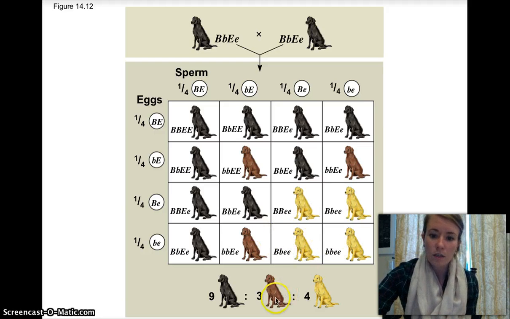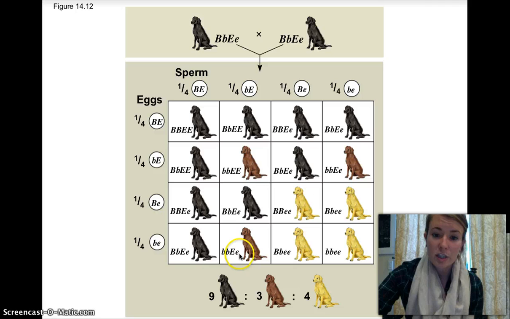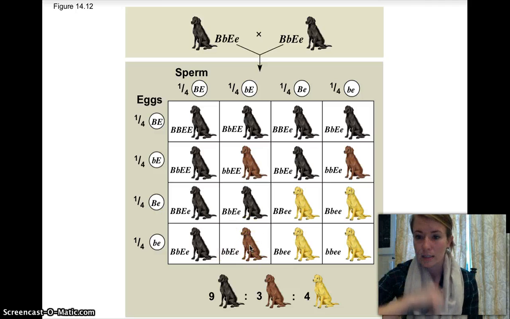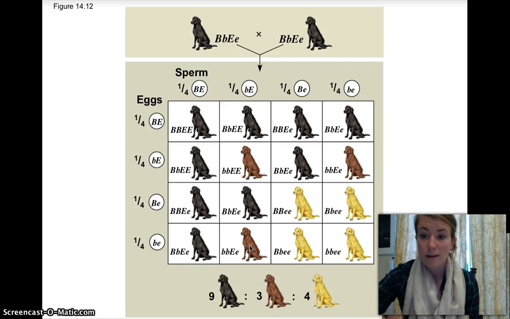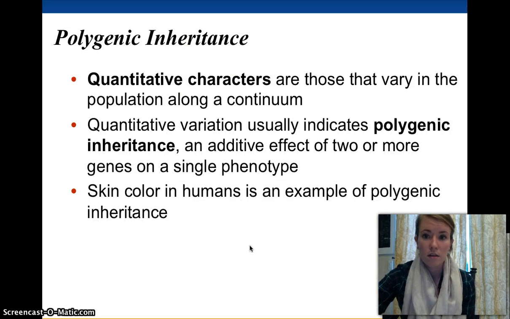Now, that's why chocolate labs are so rare. They're only 3 out of 16 because they have to have the recessive pigment gene and the dominant protein to put the pigment into the fur gene. So, epistasis, you need to know that.